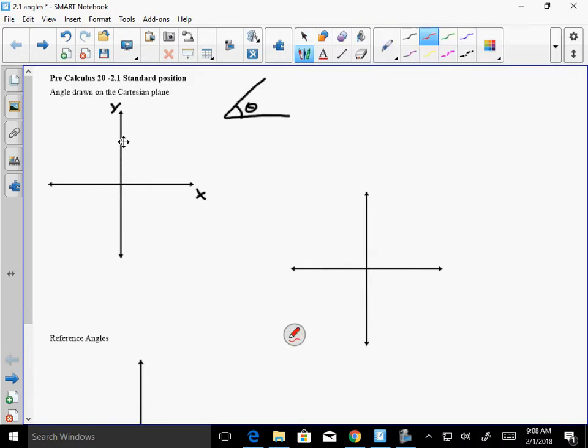Now what we're going to do is we're actually going to draw it on the plane. You always draw your bottom line right off your x-axis, and then draw your angle off of there, like so. And your angle's measured here. Now all of this here is known as an angle in standard position, okay?